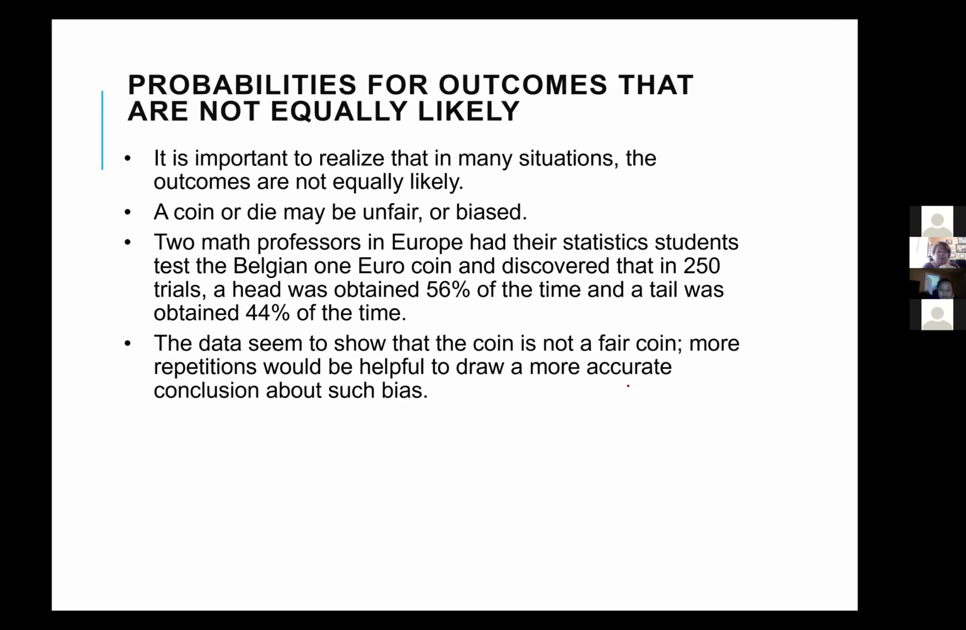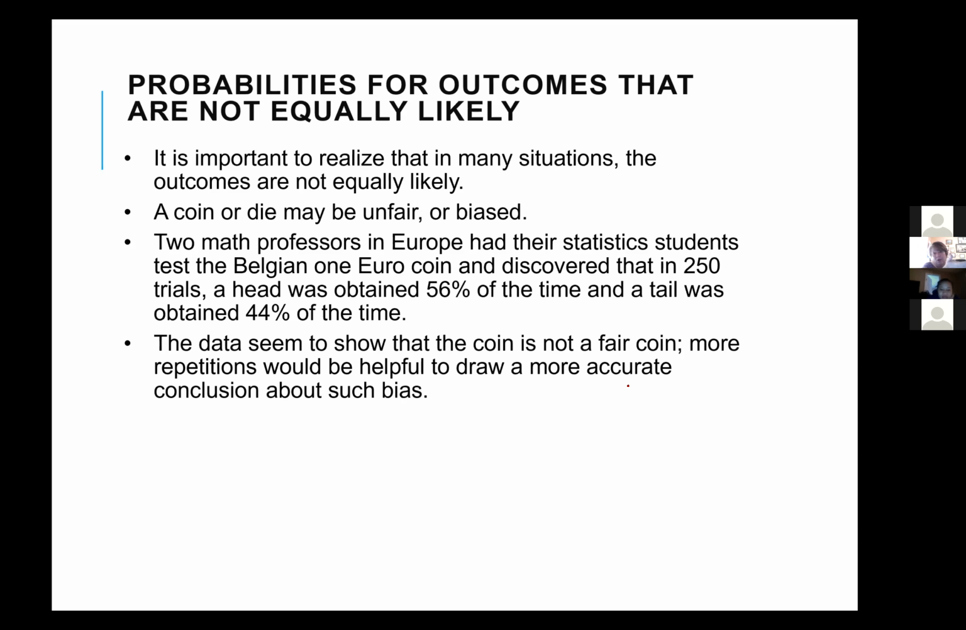They had students test the Belgian €1 coin and discovered that in 250 trials, a head was obtained 56% of the time, and a tail was obtained 44% of the time. I'm thinking that coin's not fair. I'm thinking that heads has a greater probability of coming up than a tail. So if you're betting somebody using a Belgian €1 coin, bet heads.